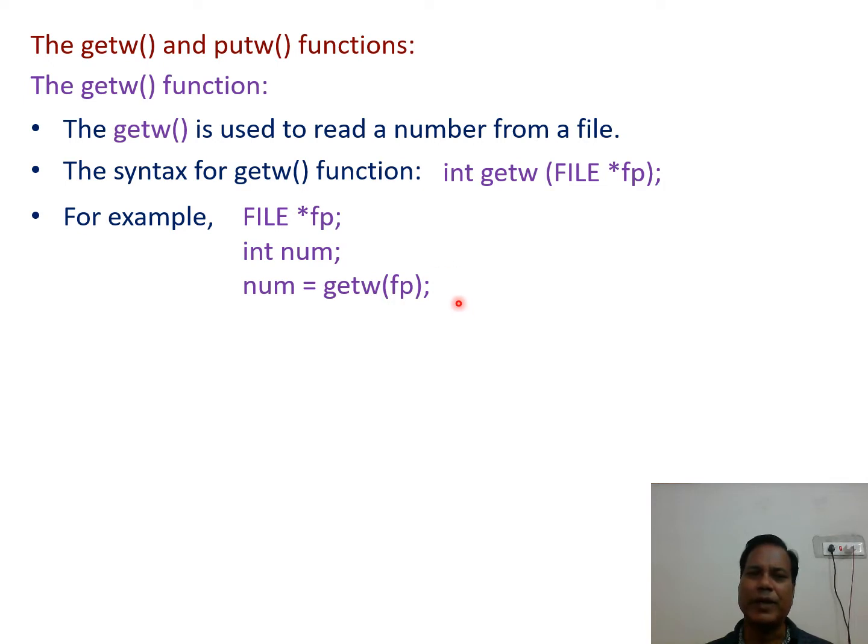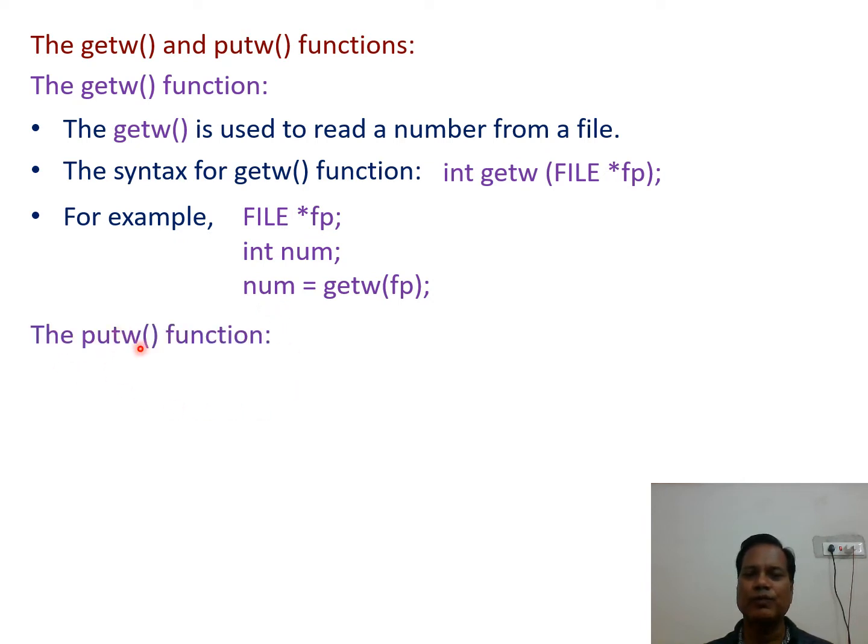these three statements. The first statement declares the file pointer fp using the data type FILE. The next statement, int num; declares the integer variable num, and the last statement, num = getw(fp); takes integer data from the file pointed to by the file pointer and assigns it to the left side variable num.